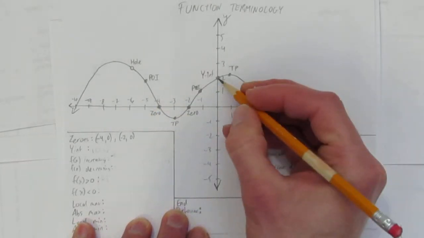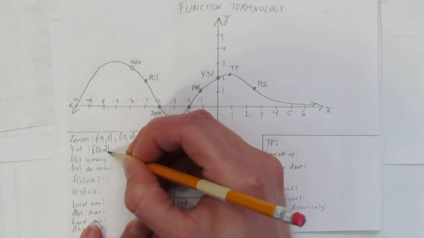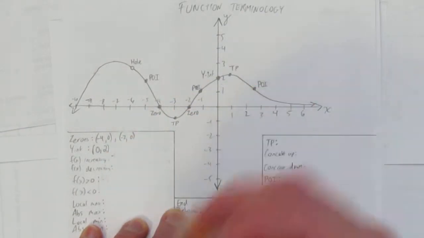The y-intercept, very similar thing. Where does the function hit the y-axis? It hits the y-axis at 0, 2.